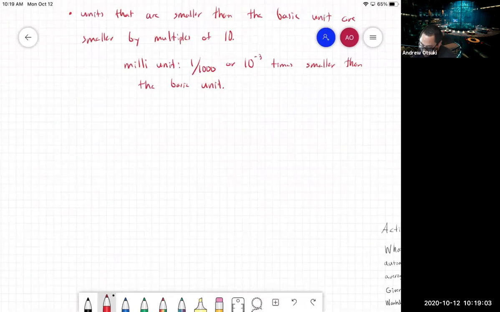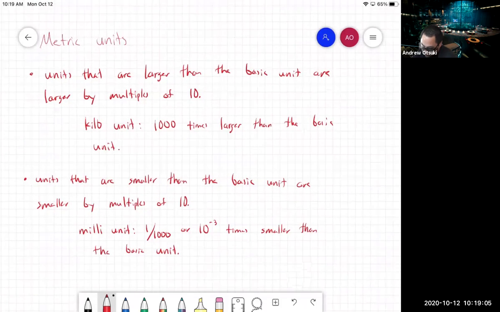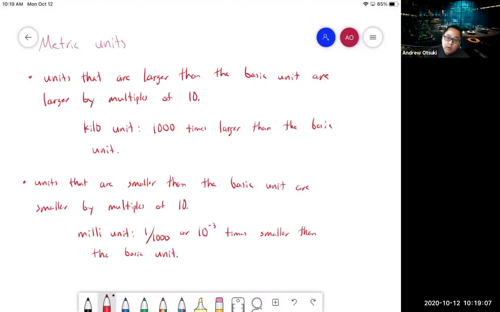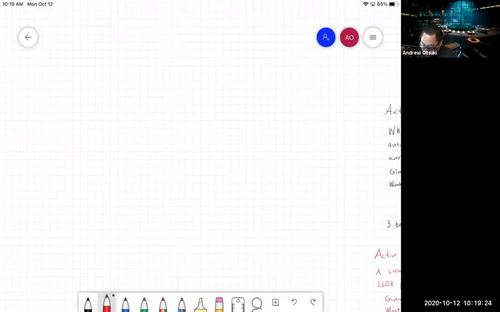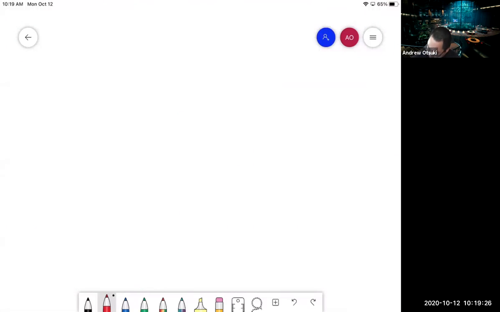Okay, guys. So the metric system revolves around scientific notation and those multiples of 10. Okay, so those are metric units. Now let's talk about some of the metric prefixes.